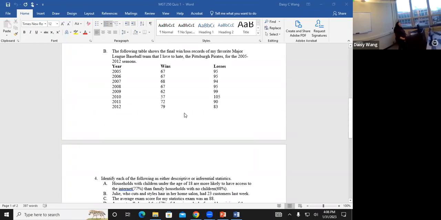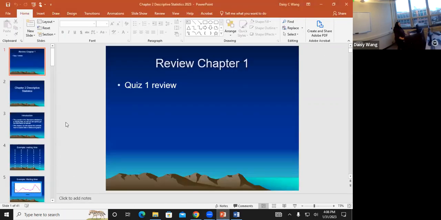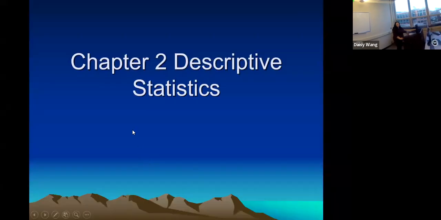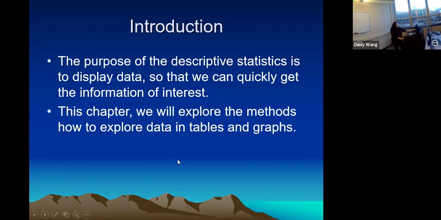Okay, so this is chapter 1. So next, let's move on to chapter 2. So we are going to talk about what exactly, like we know approximately what descriptive statistics is, but what kind of method we can use to show the descriptive statistics.